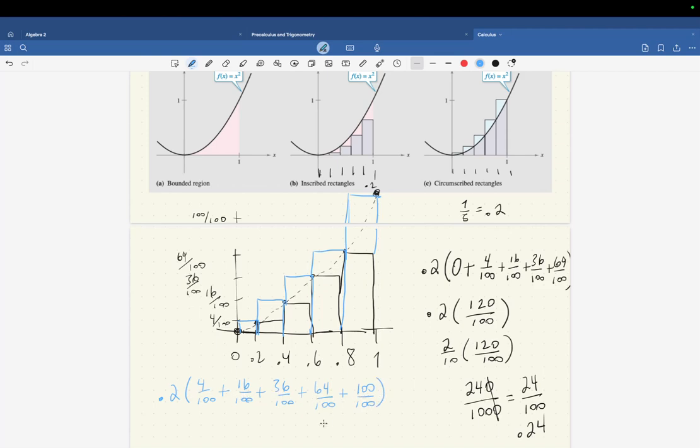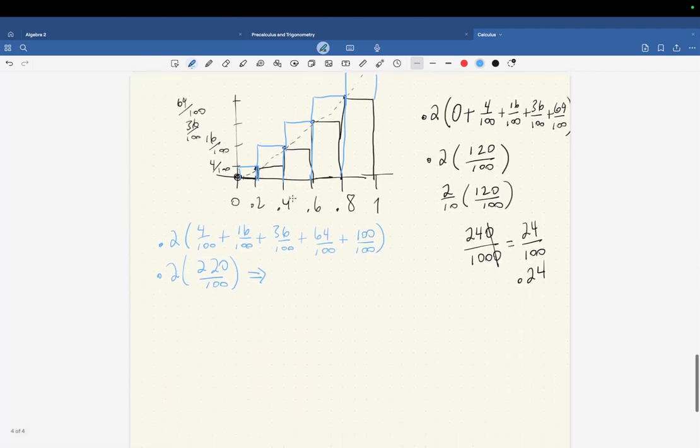1, 2, 3, 4, 5. Okay, we add all that up. We get 20, 56, 120, 220 over 100. And we times that by 0.2, which is 2 over 10 times 220 over 100. We could simplify a little bit, cut out some of that 0. And now we've got 44 over 100, which is the same thing as 0.44, or 44%.